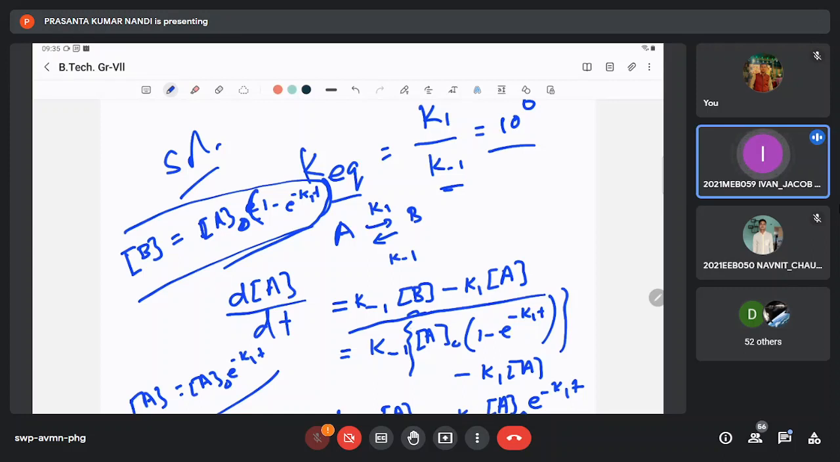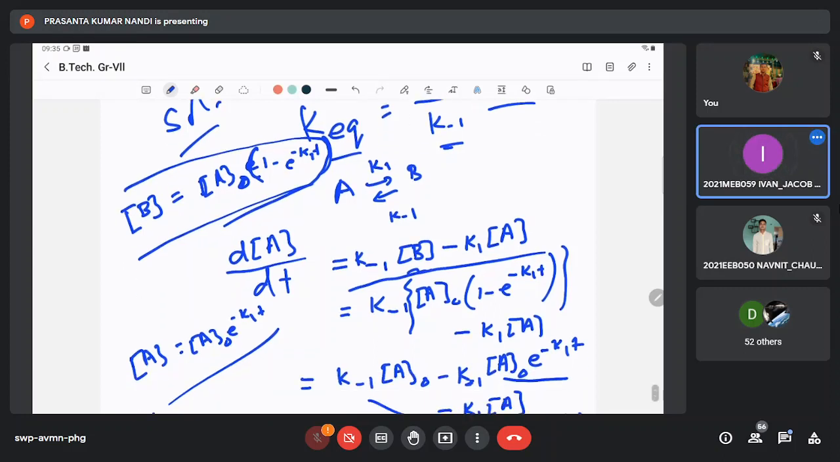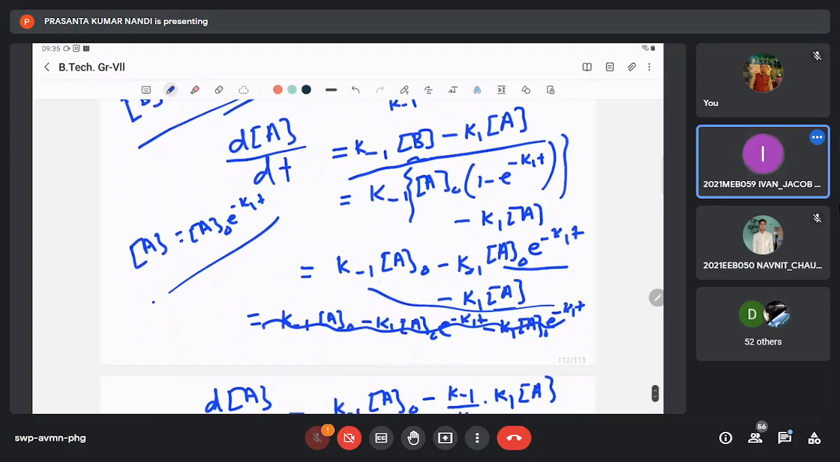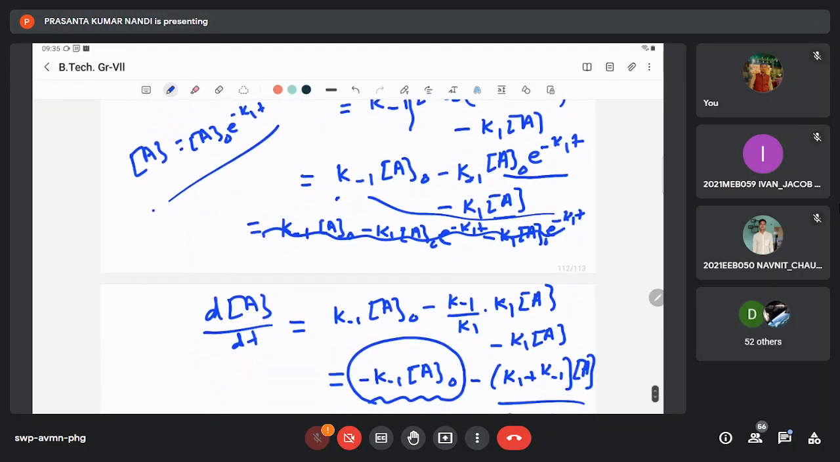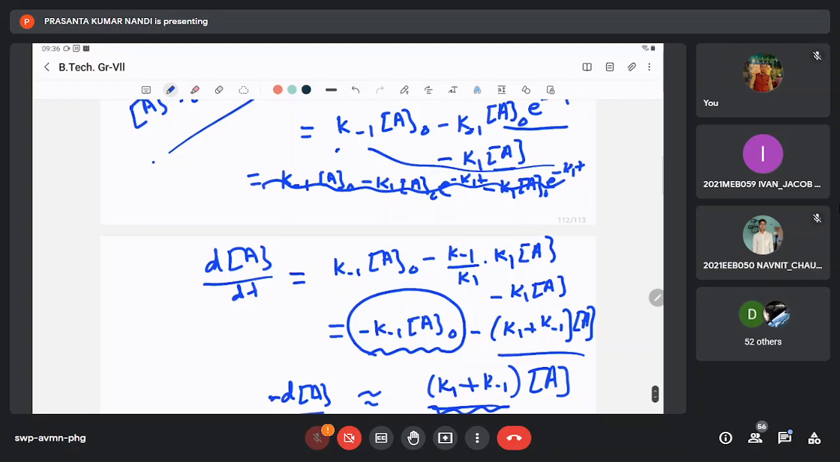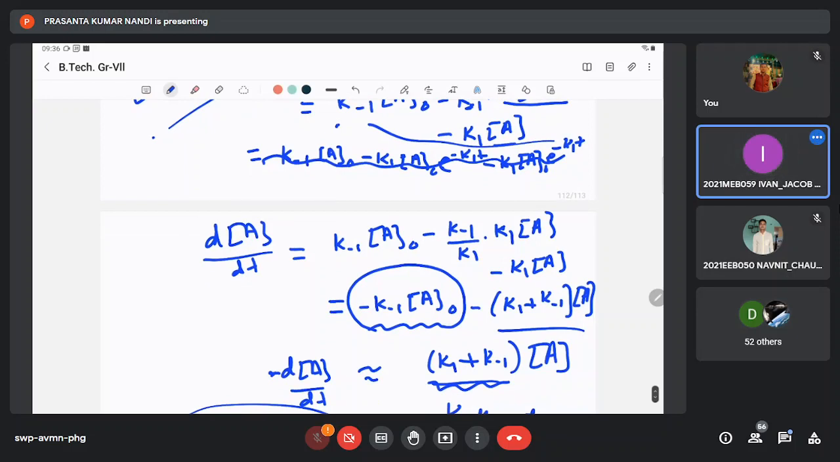Sir, I understood this part. The last one, this one, the approximation. The last line. Yes, sir, the last line, how you have approximated, removed the A naught term. Once again, if you can explain. Okay. Is it all right? Yes, sir.